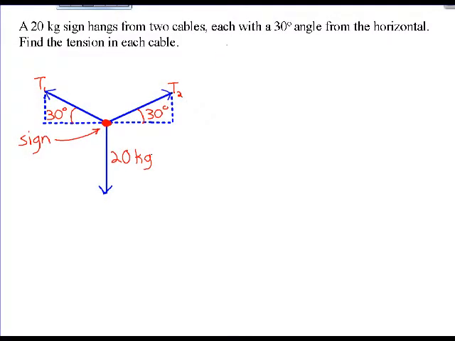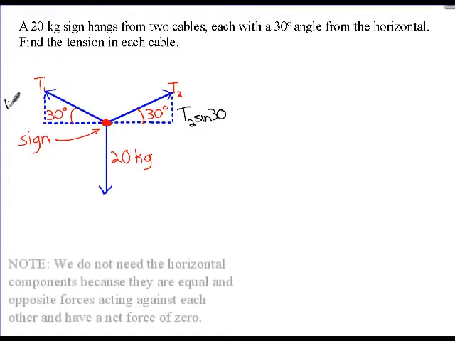A 20 kilogram sign hangs from two cables, each with a 30-degree angle from the horizontal. Find the tension in each cable. This drawing shows the vectors of force acting on the sign. Split up tension 1 and tension 2 into horizontal and vertical components.